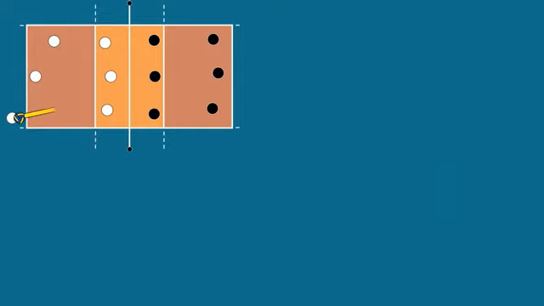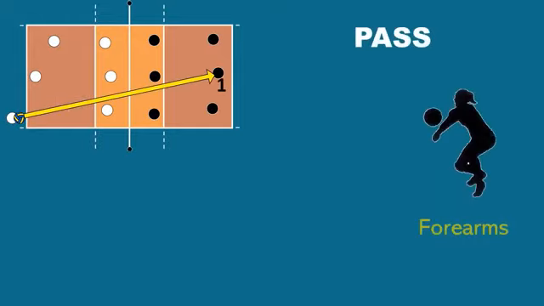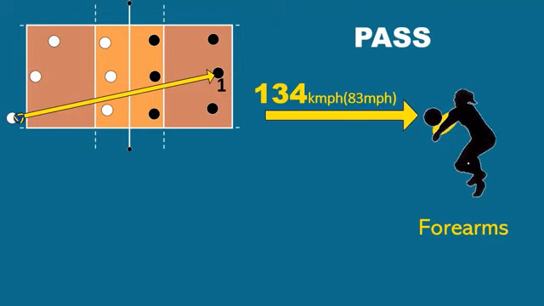The very first shot when you are receiving a serve is known as a pass. In the pass, forearms are used, because the serve comes at 83 miles per hour. That's massive. That's really fast. So you need to absorb the momentum of the ball. You use the muscles of your forearms to take control of the ball and absorb the momentum, and your intention with the first shot is to put the ball in the center of your side of the court. That would be the pass.